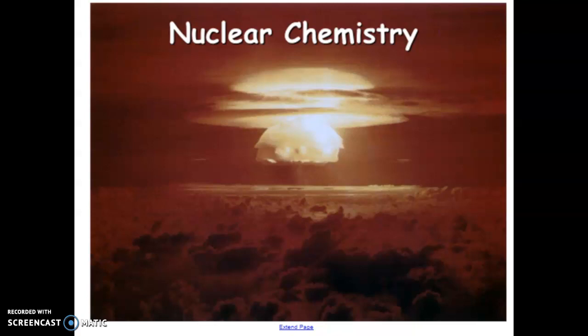All right, so we're going to be spending a little bit of time looking at a particular branch of chemistry known as nuclear chemistry. A lot of people, when they think of nuclear chemistry, think of atomic bombs or radioactive spiders and Spider-Man. But to be honest, nuclear reactions are actually more common than you may think.